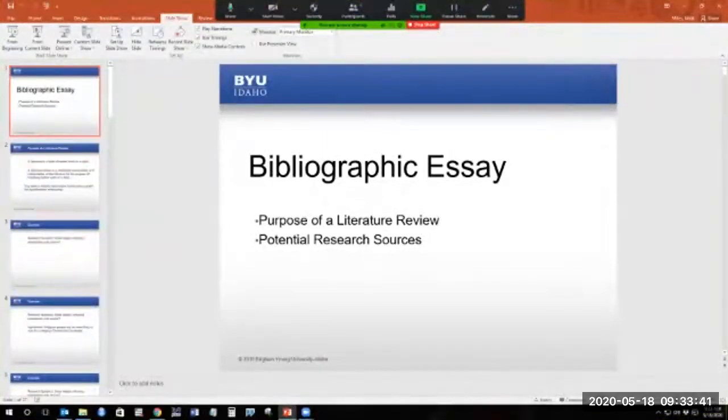This is the lecture on how to build a bibliographic essay. It'll probably be one of the more important lectures for helping you get ready for the midterm exam. In this, I'll introduce you to how to put literature together in a research paper, but also how to find the sources that are going to be important for you to include in a literature review.